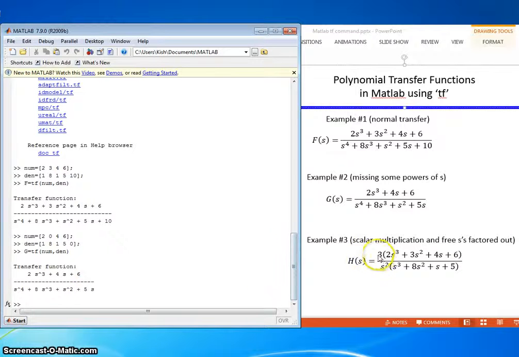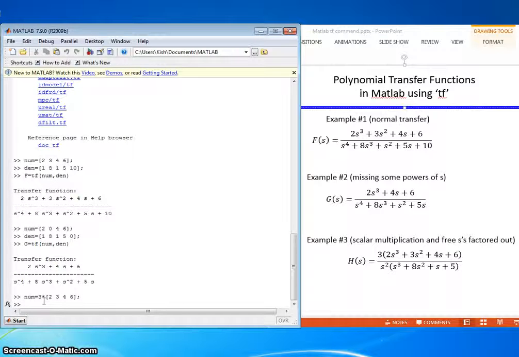So let's do example 3 now, where maybe we have a scalar out here multiplying the numerator. And instead of showing, like we could have factored out this s here in example 2, but they didn't. This time they went ahead and factored out the free s's, and there were 2 of them. How would you account for that? For scalar multiplication, we can just simply multiply the entire numerator array or vector by the scalar. So in this case, let's go num equals 3 times, and then just put the coefficients in as we see them: 2, 3, 4, and 6.